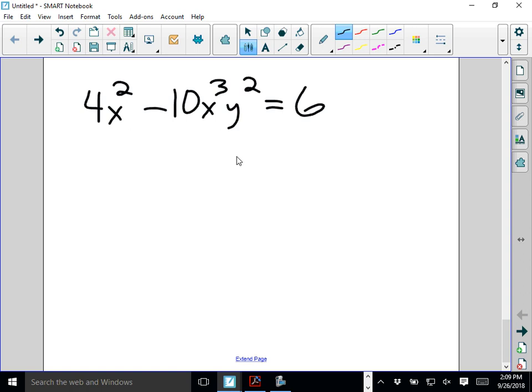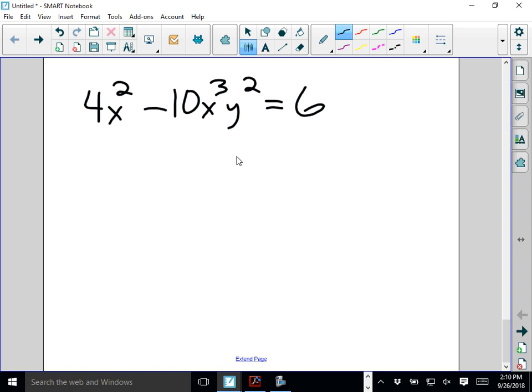So here I have 4x squared minus 10x cubed y squared equals 6. Taking a look at this, what rule do you think will come into play here? Did you say product rule? I hope so, because that's the rule we need. Let's go ahead and do this one. Or actually, if you want to, pause the video, see if you can get it, then unpause it and see the answer. There's one thing in here that's going to be a little bit tricky. It has to do with that minus.